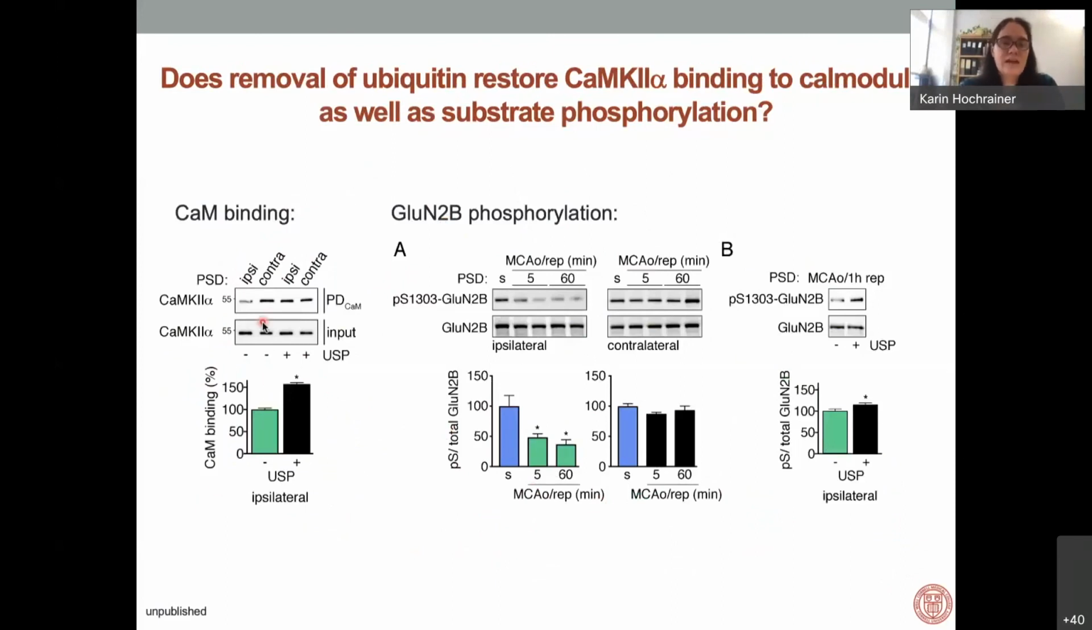And indeed, what we find is that calmodulin binding, for example, is restored when we treat lysates with the ubiquitinase. And so is substrate phosphorylation, as seen here. So GluN2B or NMDA receptor phosphorylation is downregulated after ischemia as CaM kinase activity is reduced. This we don't see at the contralateral side, and then it can be restored when USP is added.